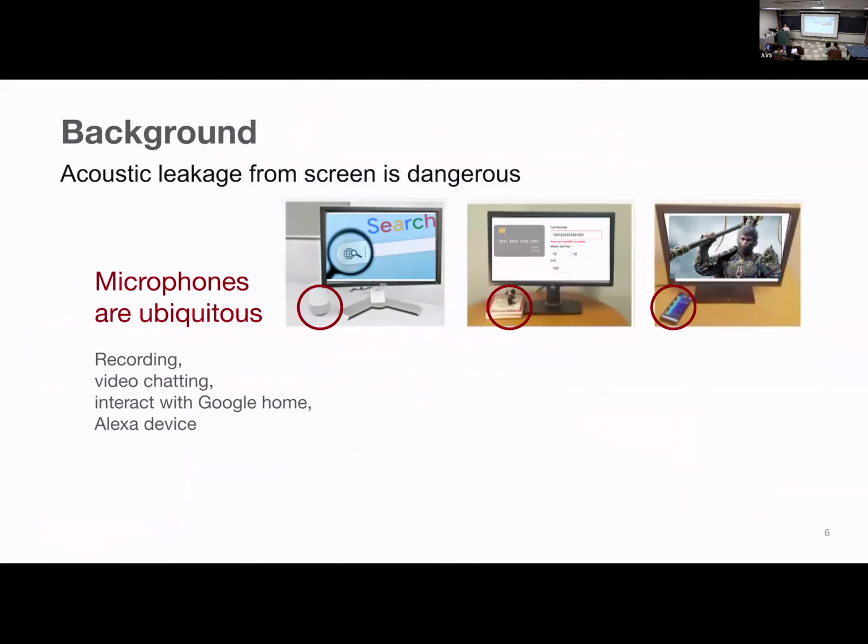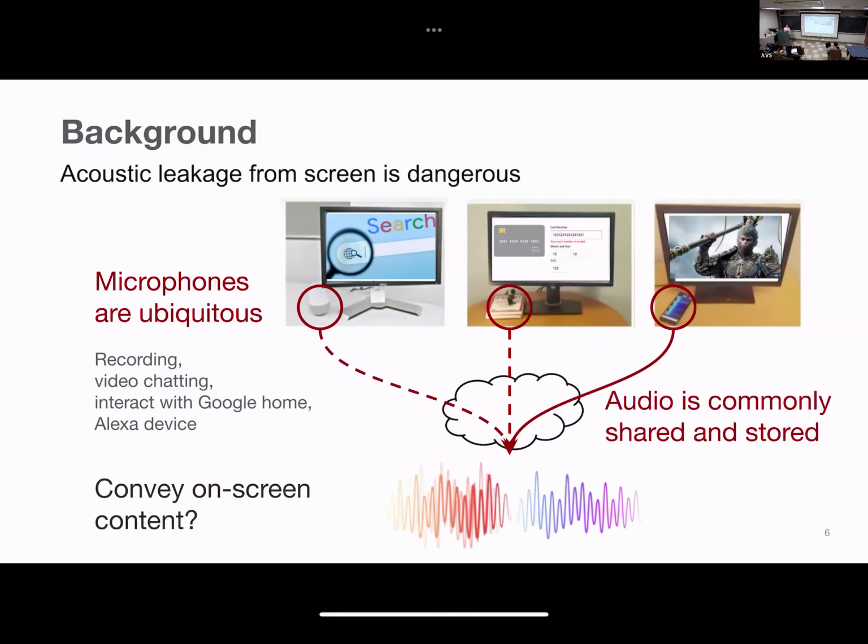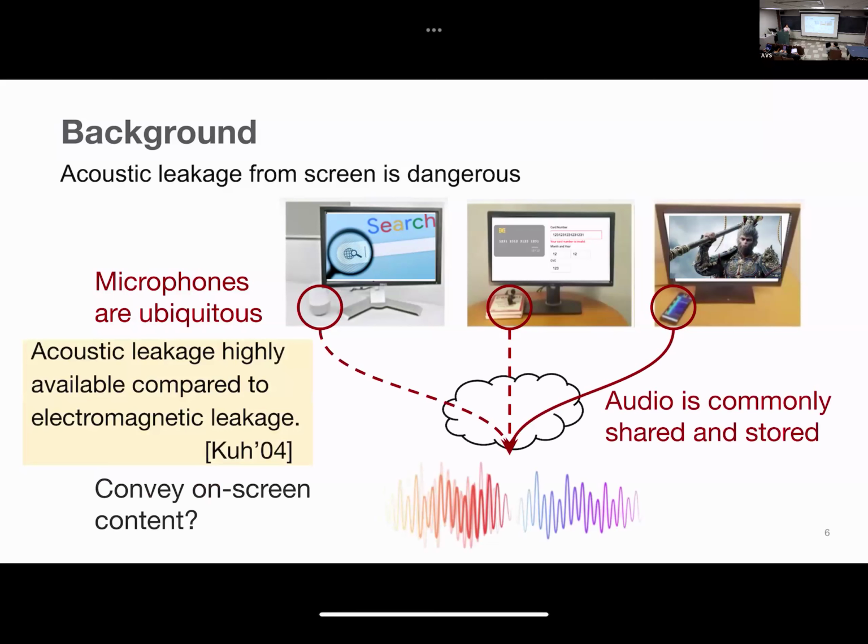Actually, microphones are ubiquitous, and it is common for people to put their microphones near their screen, and also common for them to record, if you are in a video chat or a third-party app requires the permission. Sometimes the audio signal is available, compared with the electromagnetic leakage of the visual content.